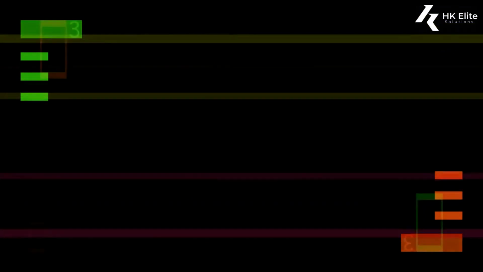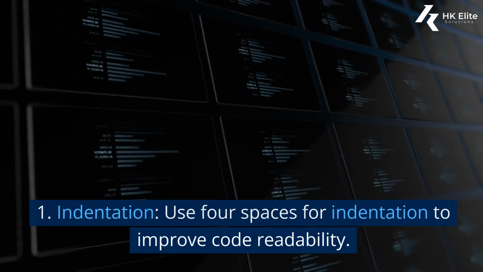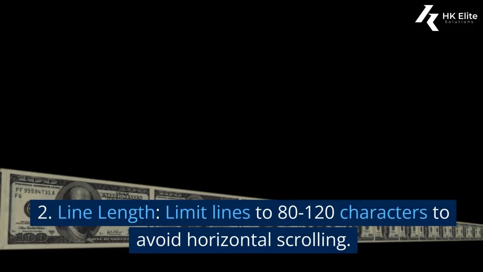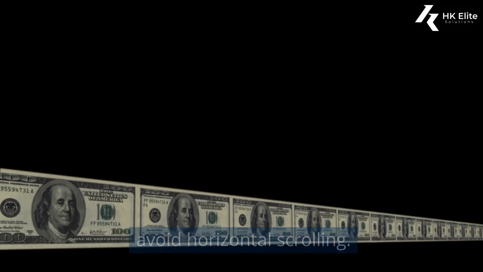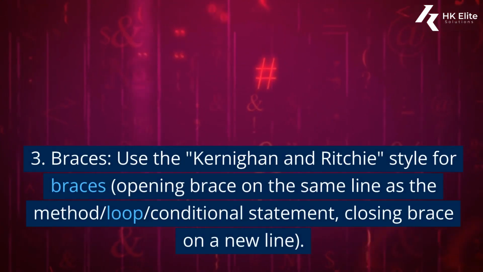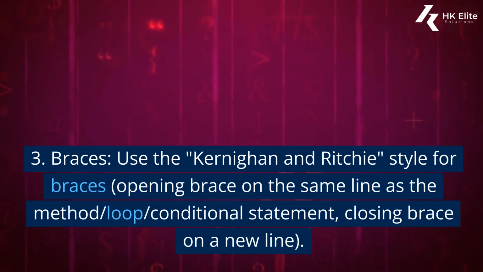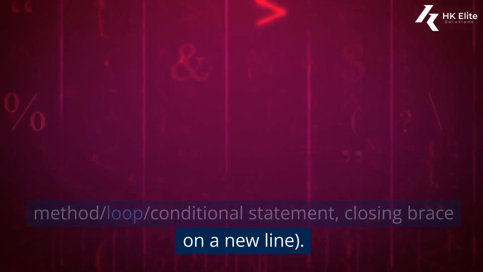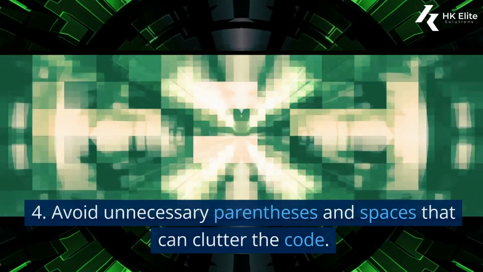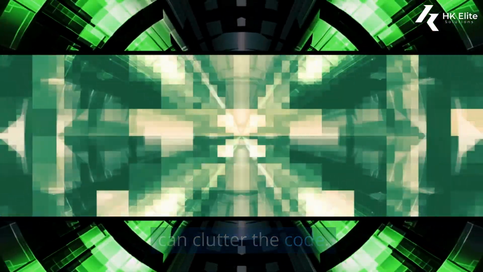Code formatting. 1. Indentation. Use 4 spaces for indentation to improve code readability. 2. Line length. Limit lines to 80 to 120 characters to avoid horizontal scrolling. 3. Braces. Use the Kernighan and Ritchie style for braces, with the opening brace on the same line as the method, loop, or conditional statement, and the closing brace on a new line. 4. Avoid unnecessary parentheses and spaces that can clutter the code.